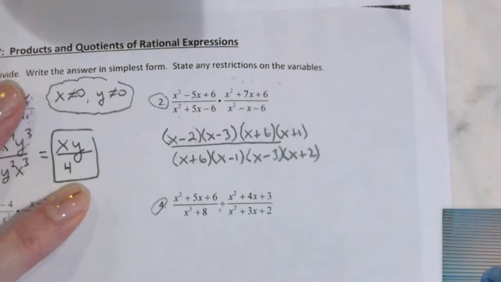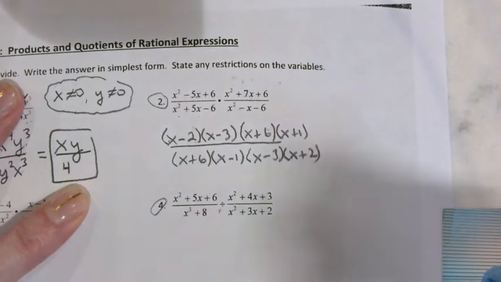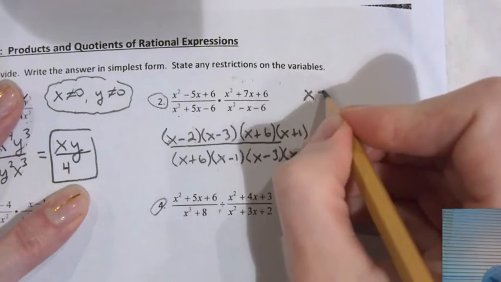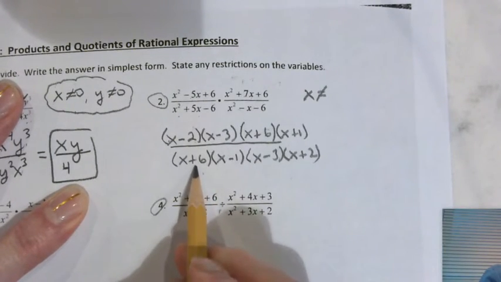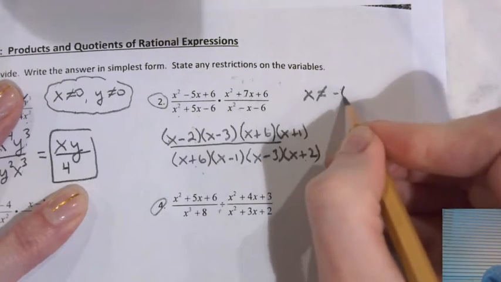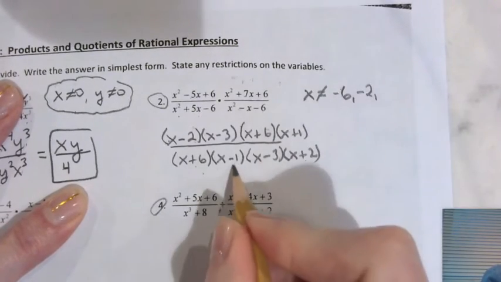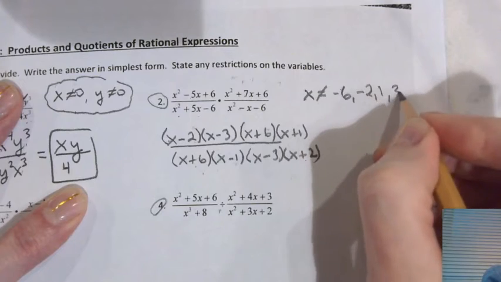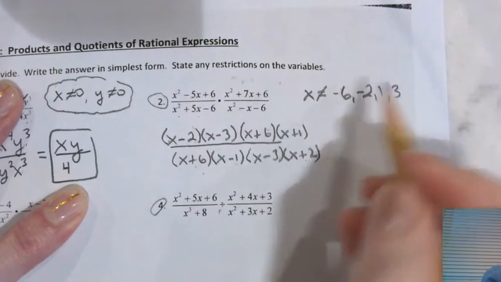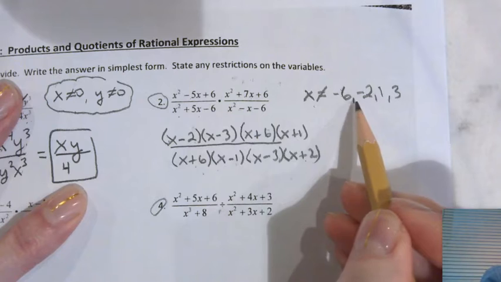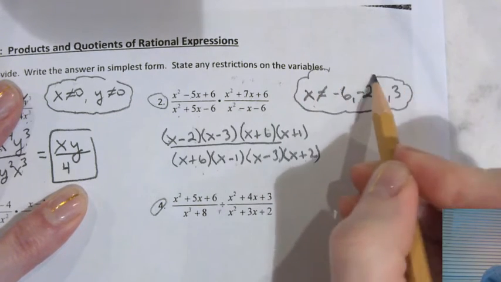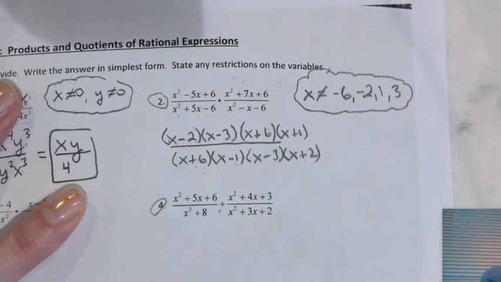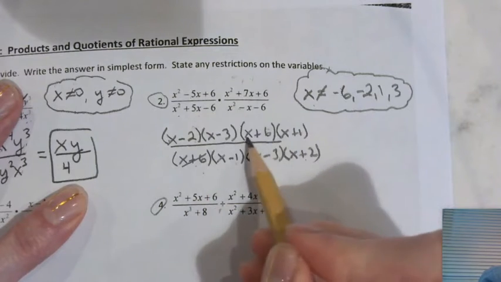Okay, so right now we can see what some of our restrictions are going to be. X cannot equal, let's put these in order, negative 6, negative 2, positive 1, and positive 3. So there's our restrictions. Our domain would be all values of x other than these values. You could do interval notation if you want, but right now we're just stating the restrictions. Okay, now the x plus 6 and the x plus 6 can cancel.